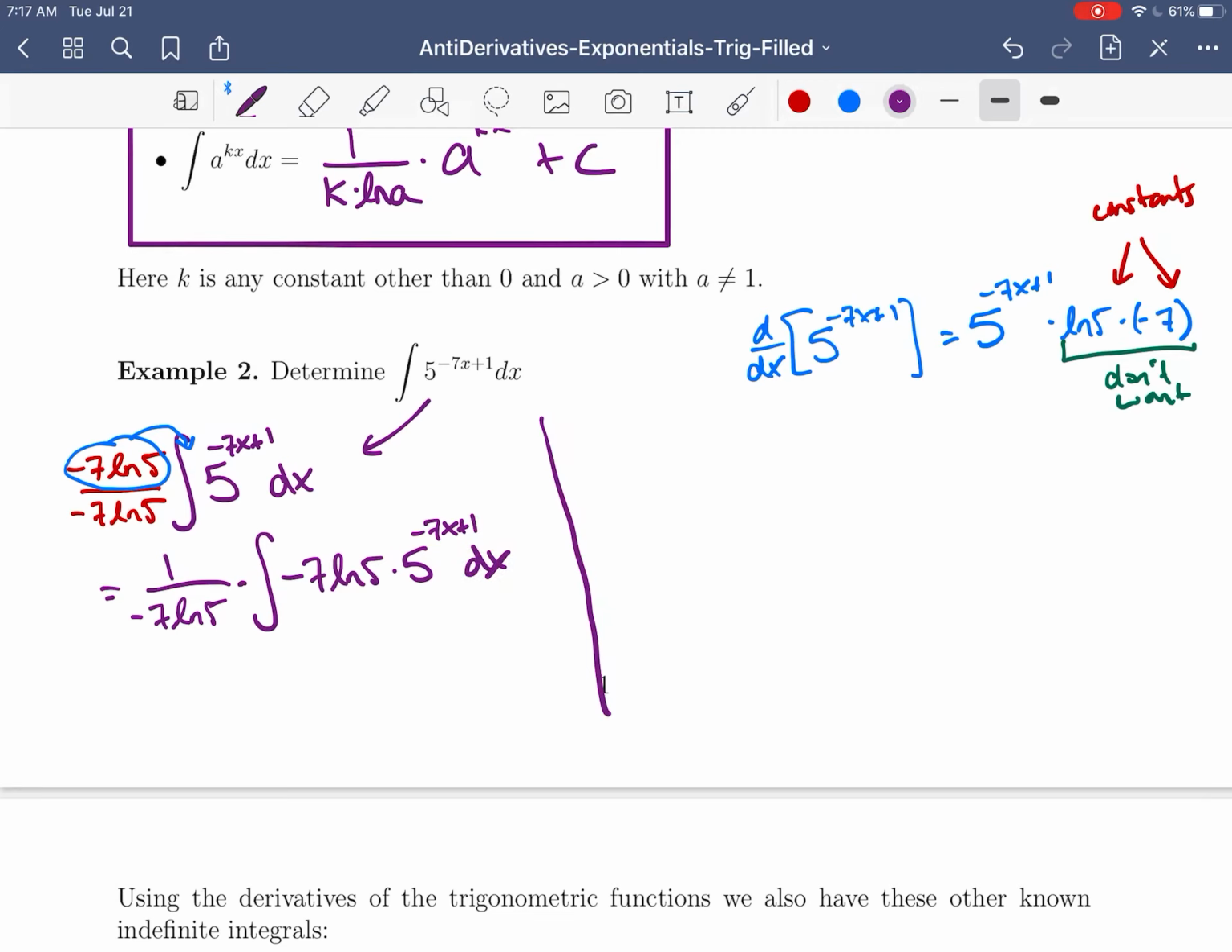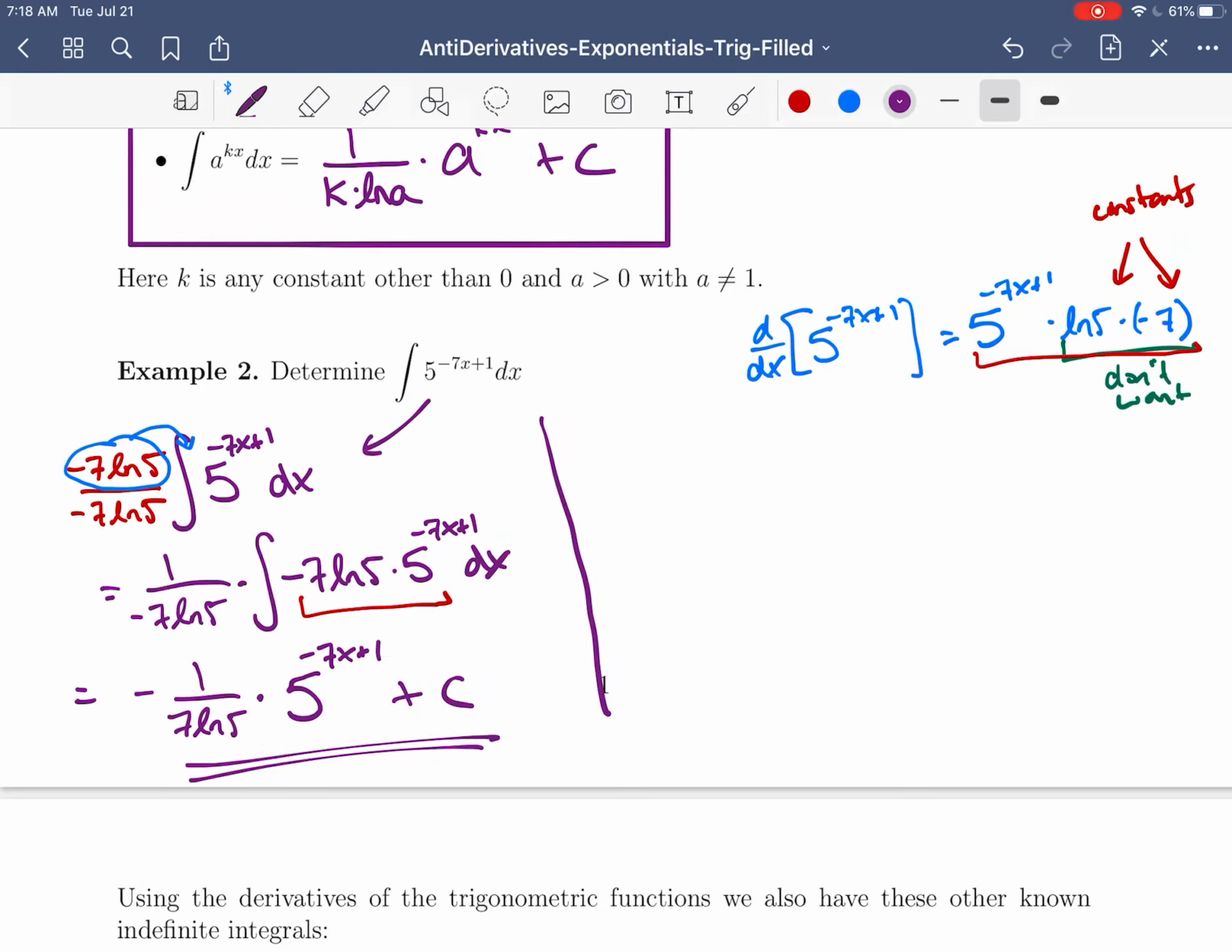Now we know exactly what has this as its antiderivative because that whole thing is up here. So this is going to be negative 1 over 7 ln 5 times 5 to the negative 7x plus 1, and then I add my plus c. So that would be my family of antiderivatives.